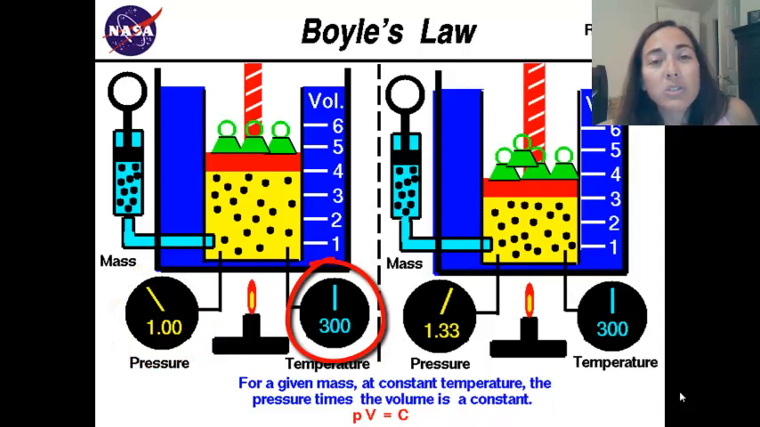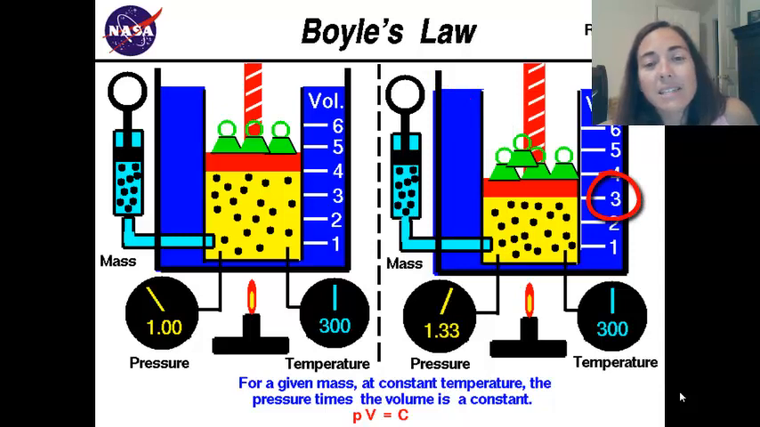Now what we're going to do, as we go to the right side of the slide, you can see that they've added an extra green weight on top of that box, so the volume decreases to 3 liters. The mass of the gas stays the same, the same number of black particles, and the temperature stays at 300 Kelvin. So what's changed is the pressure. As the volume went from 4 liters down to 3 liters, the pressure went from 1 atmosphere up to 1.33 atmospheres. That's the relationship. As volume goes down, pressure goes up.